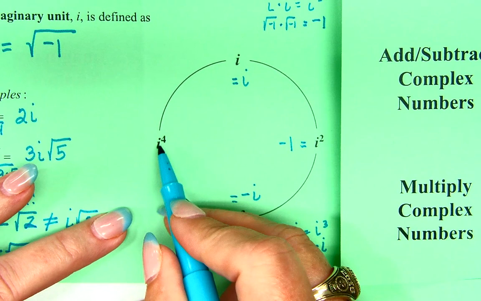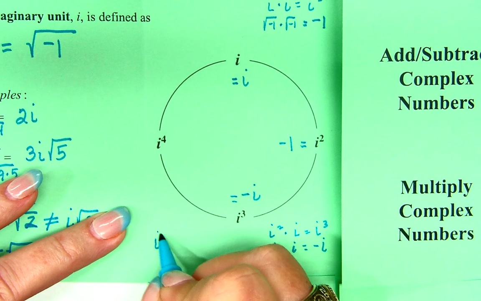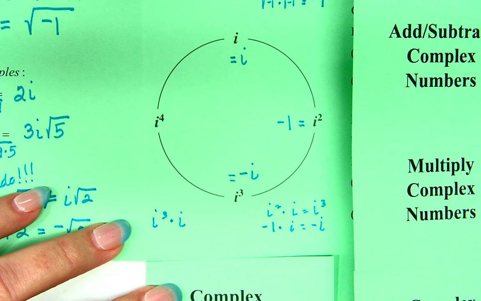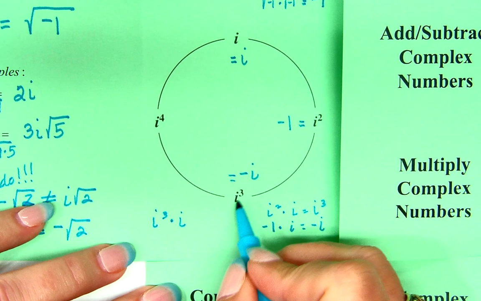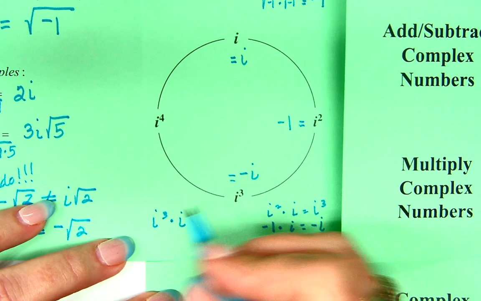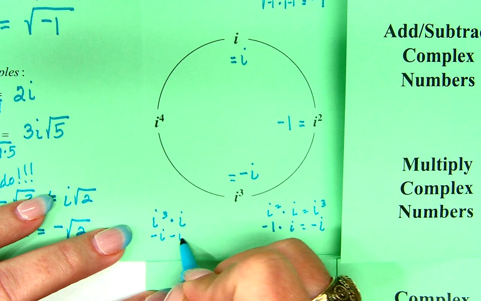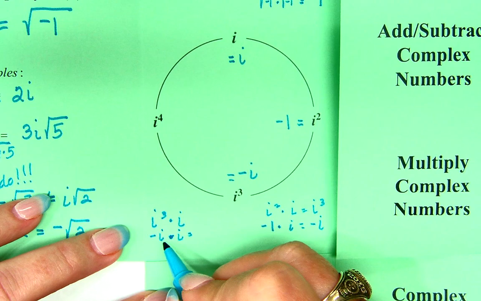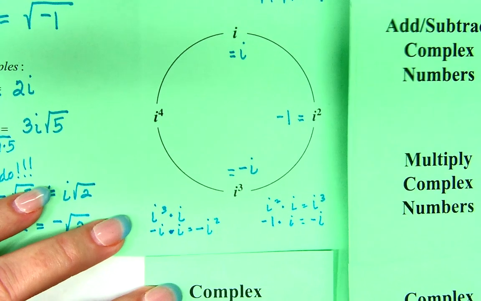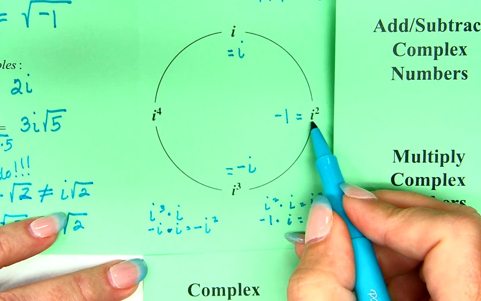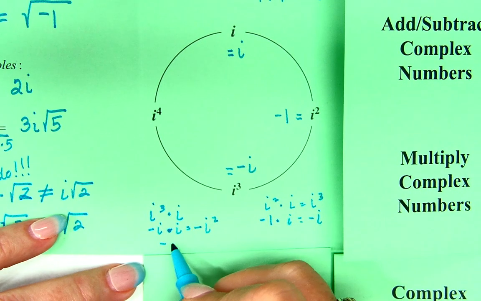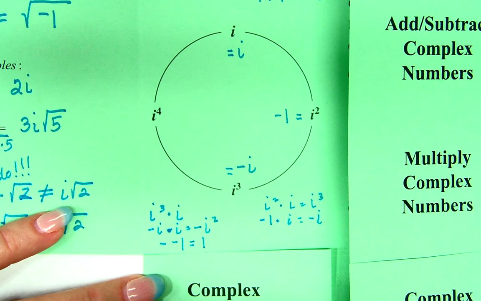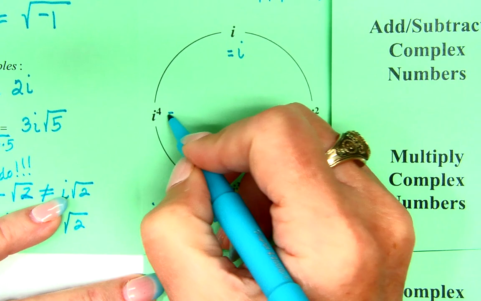Well, would you agree that i to the fourth is really i to the third times i? Right? And what did we just say that i to the third was? Negative i. Well, what's negative i times i? Negative i squared. And what's i squared equal to? Negative 1. So I have a negative 1, negative, positive 1. So i to the fourth is really 1.